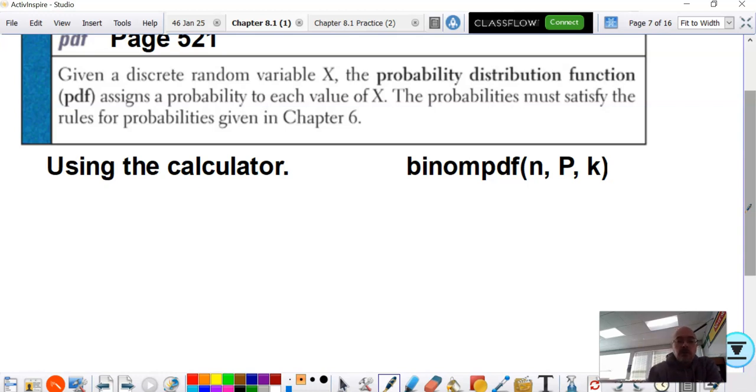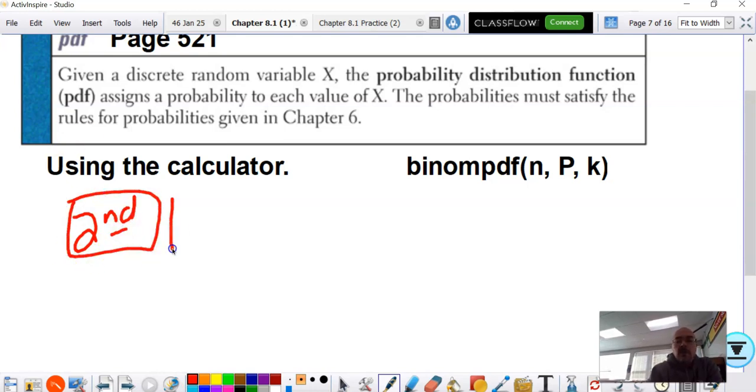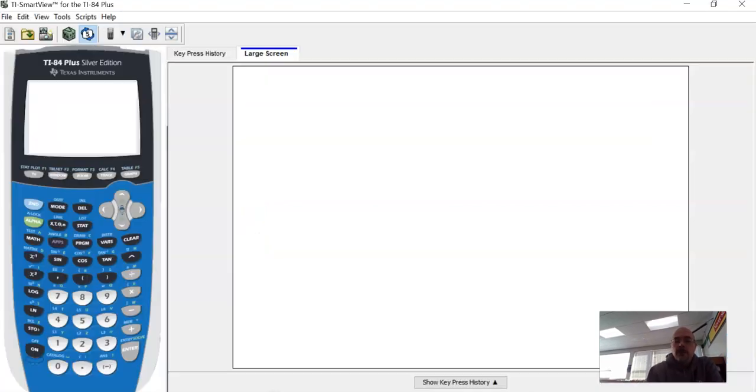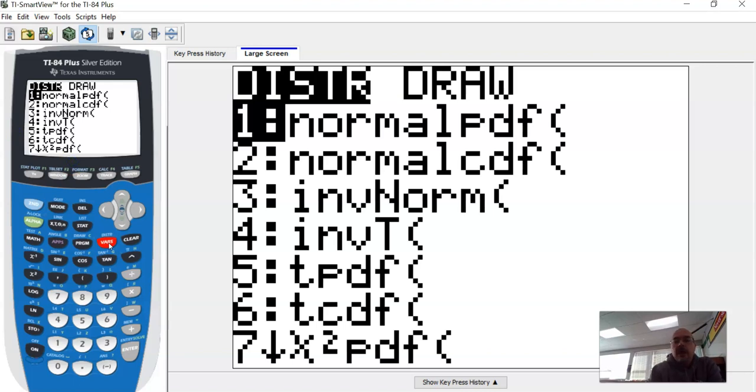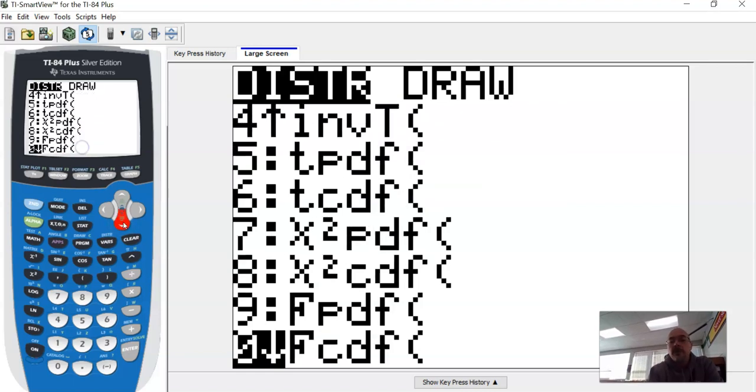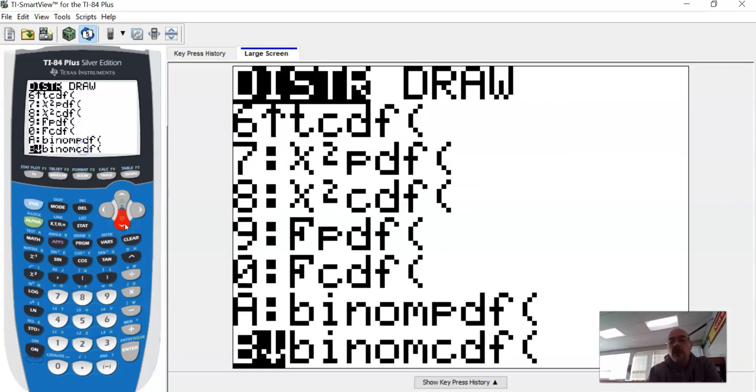We use the second and then the vars button. All right, so second vars, and you should recognize this. We've used number 2 before. Now I'm going to be teaching you all the other stuff in this screen. So I'm going to go ahead and scroll down, ladies and gentlemen, and you have to scroll down a little ways. Again, I'm going to teach you most of the stuff on this screen, but not all of it.